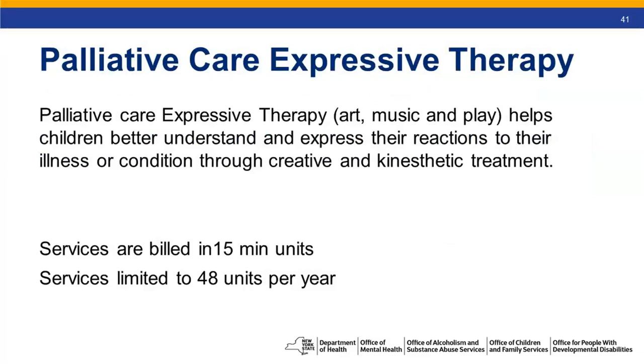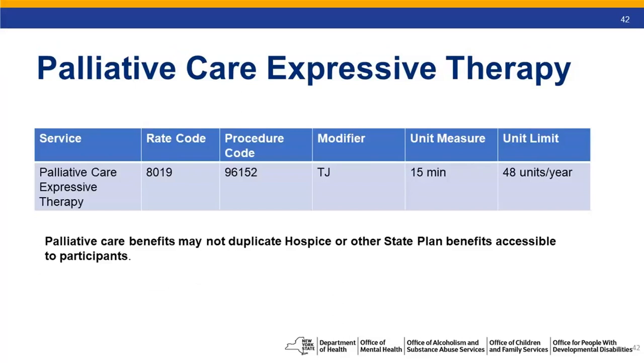Palliative care expressive therapy. This service is related to art, music, and play therapies that help children better understand and express their reaction to their illness or condition through creative and kinesthetic treatment. This one is in 15-minute units as well, and has a limit of 48 units per year. The rate code associated with expressive therapy is 8019, the procedure code is 96152, and the modifier is TJ, again with a measure of 15-minute unit and 48 units per year. And as before, it has duplication criteria here to pay attention to.